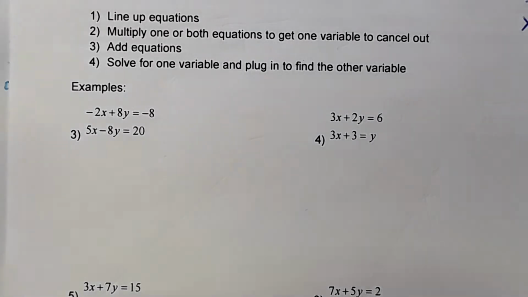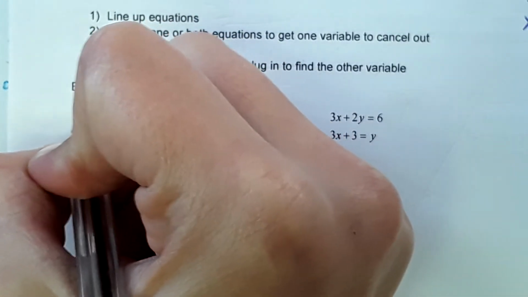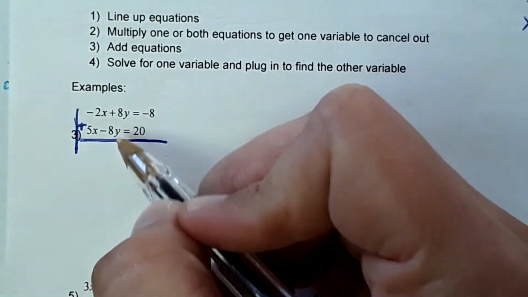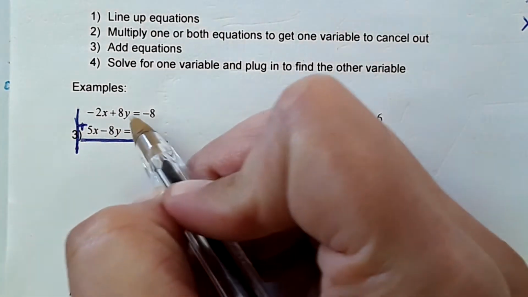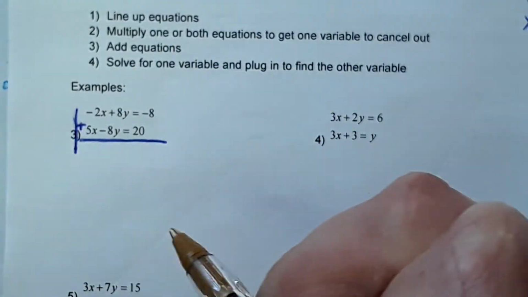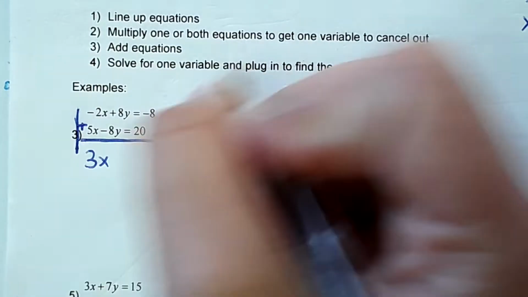First example, so based on elimination, what we're going to do is add these two together like this and get one of the variables to cancel so we can solve for the other one. In this one, our 8y and negative 8y, when we add these, it'll cancel, and then we can just solve for x. So negative 2x plus 5x would be 3x.